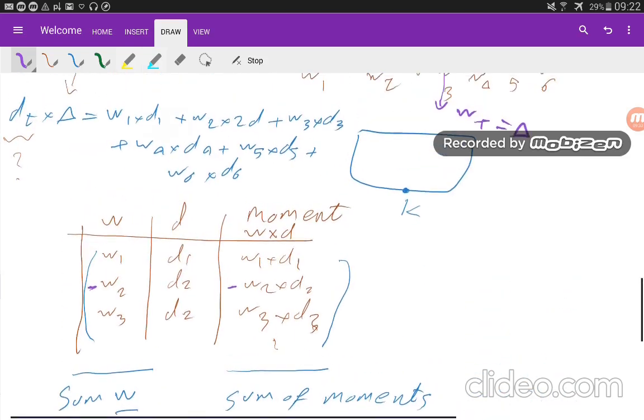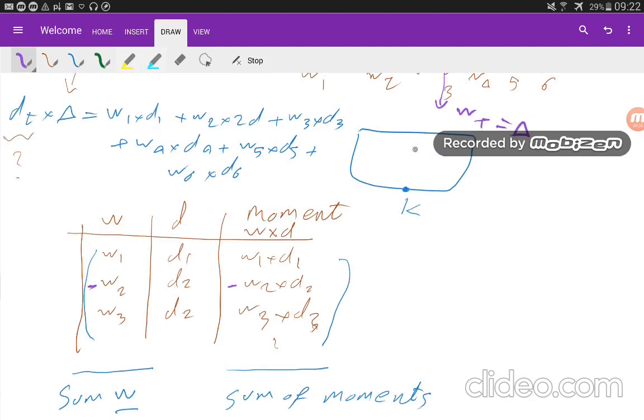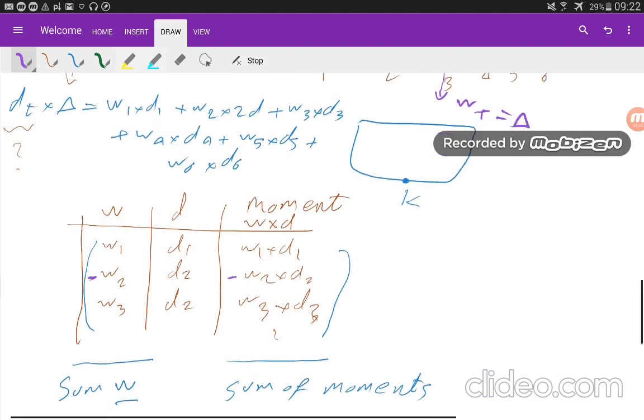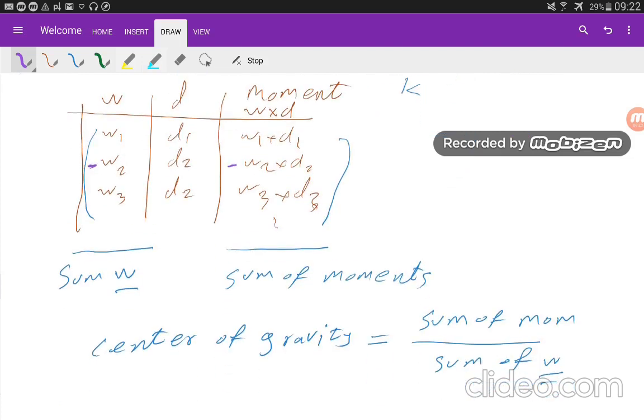And at the end, easily you can calculate the position of center of gravity. It doesn't matter whether you are calculating transversal or longitudinal, you can use the same concept.